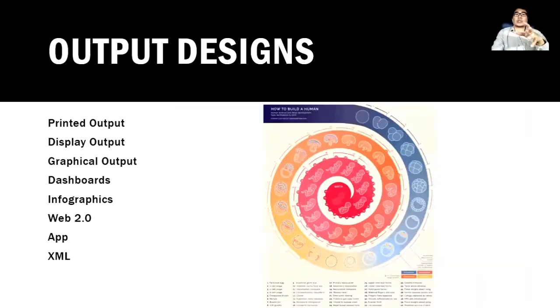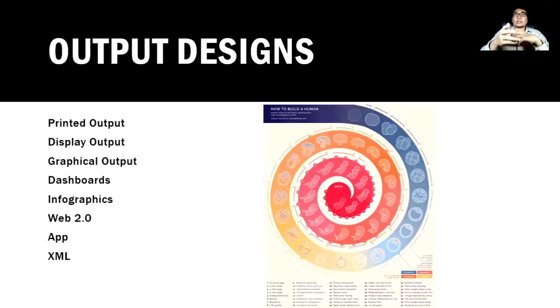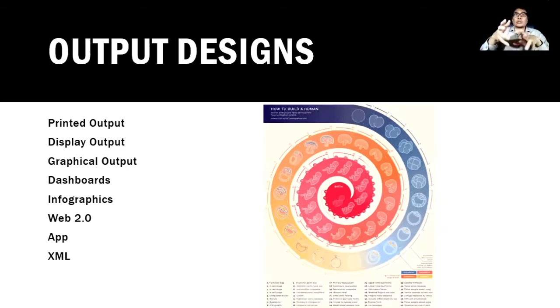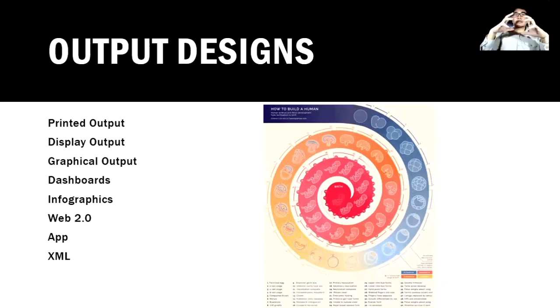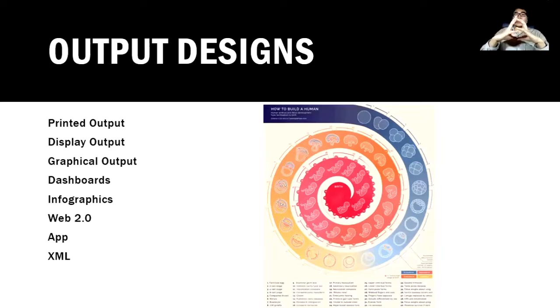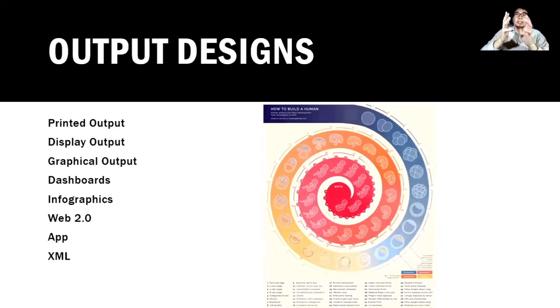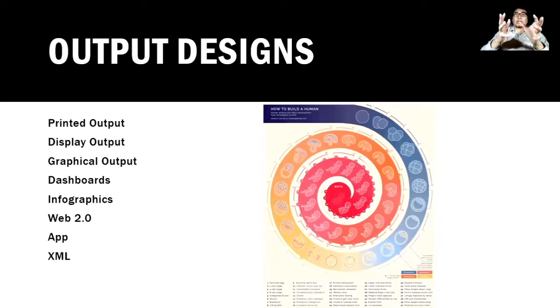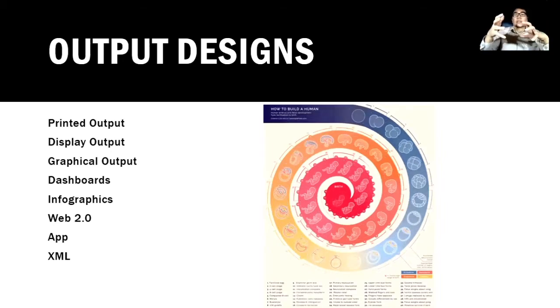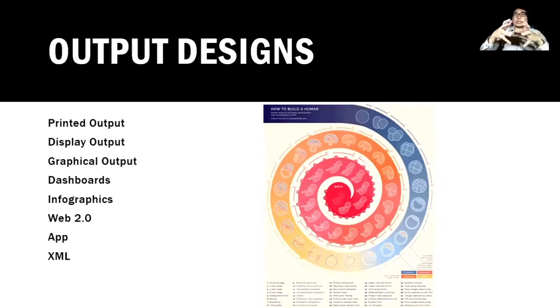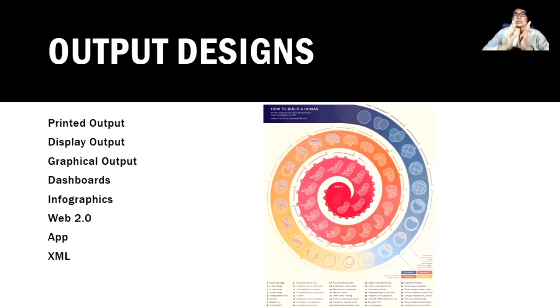Next, we have the infographics. Infographics is the output design that is intended for a certain type of topic to be delivered to the users. For example, here the topic is how to create a human. These infographics show sequential information in animated infographics. Where does a human come from?